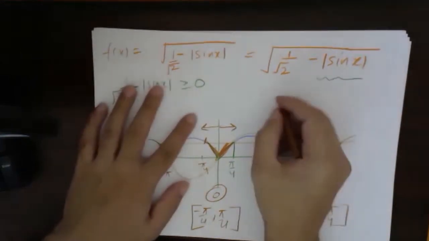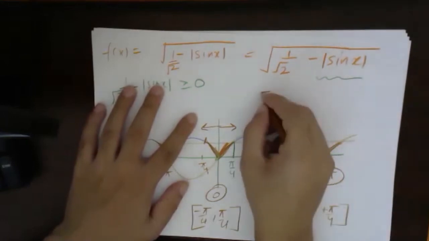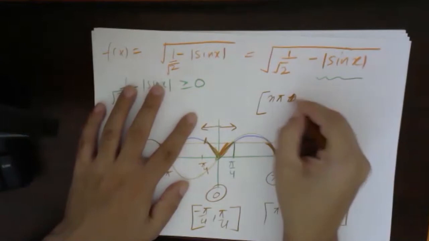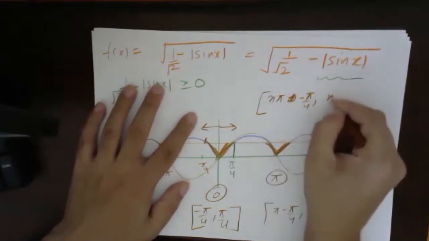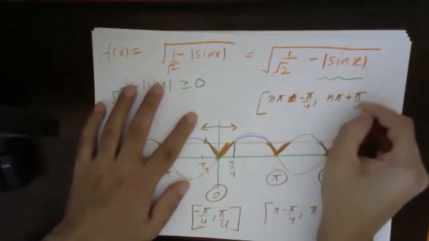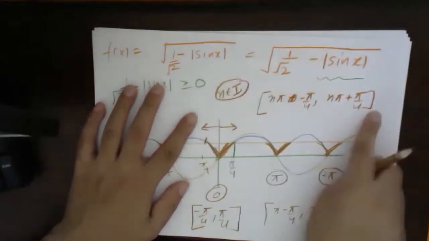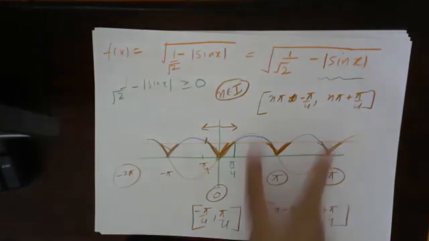So what will be the domain? If I write it in general form, it will become n pi minus pi by 4 to n pi plus pi by 4, where n belongs to integers. So this will become the domain. Understood? Just check this one also.